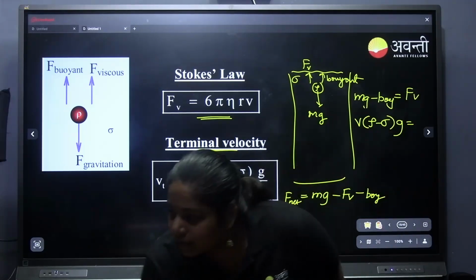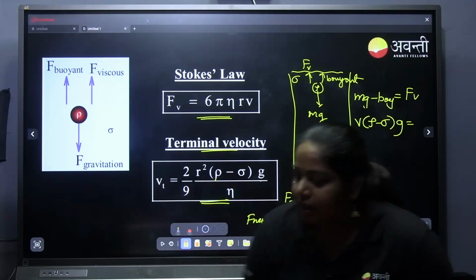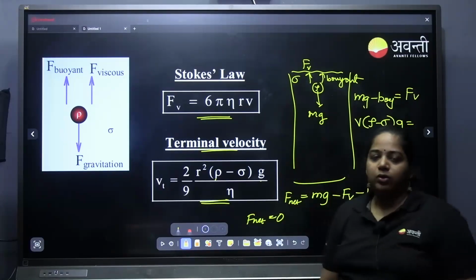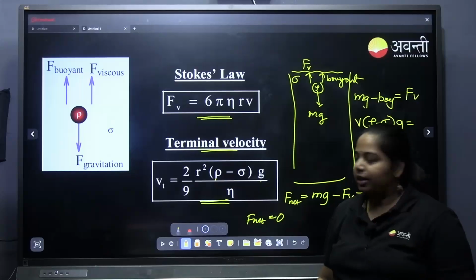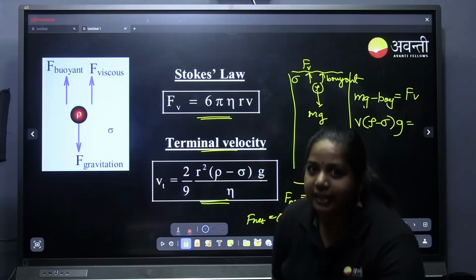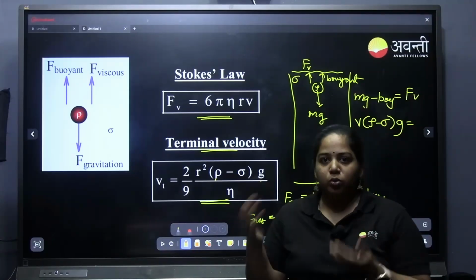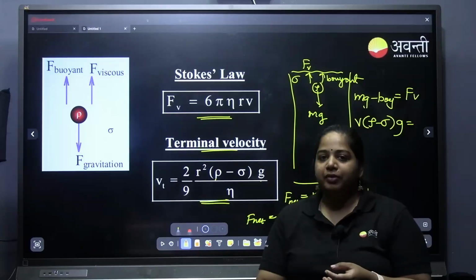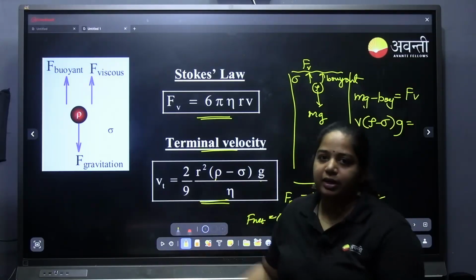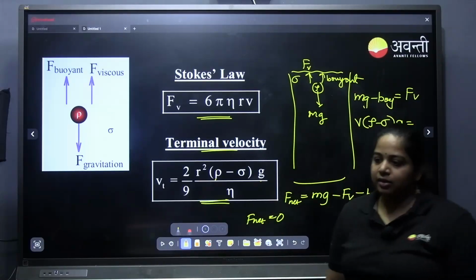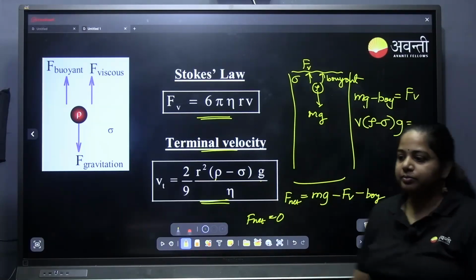Okay. If sigma is greater than rho, you can still substitute in this way only. If sigma is greater than rho, it will not sink. Understood. If the density of the fluid is more than the density of the object, it will float, it will not sink. So we don't have to calculate terminal velocity there. Is that clear? Okay.